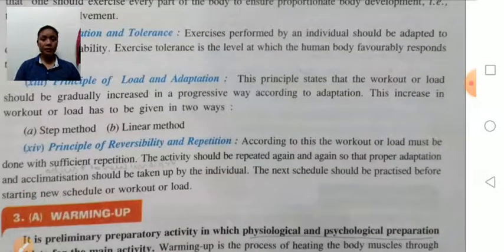Principle of reversibility and repetitions. According to this, the workout or load must be done with sufficient repetition. We should do the workout repeatedly. It is not that we do an exercise once and leave it, no. The activity should be repeated again and again so that proper adaptations and acclimatization are taken up by the individual. If you do the activity repeatedly, then there will be proper adaptation to the exercise, and the previous schedule should be practiced before starting new schedules or workouts. Before starting the next one, we have to revise the previous one. These are the principles of sports training.